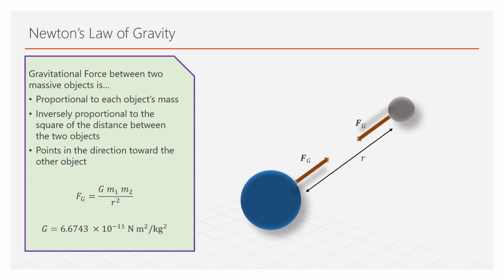In this image, there are two massive bodies. Each of them attracts the other through a force of gravity. The magnitude of this force is the same for both objects. The distance between these two objects is r, and the force points directly towards the other object.